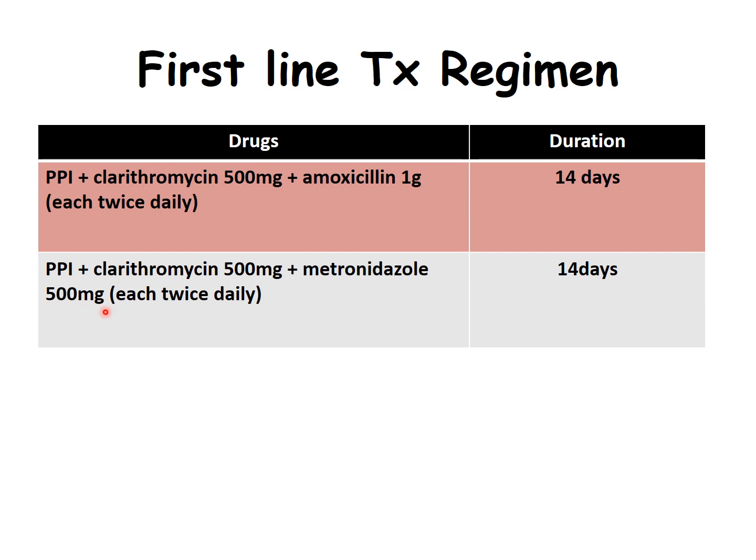The second group of treatment drugs: again a PPI, proton pump inhibitor will be there. Clarithromycin 500 mg. Next drug is metronidazole 500 mg. Each should be given twice daily for 14 days. So this is the latest recommendation for treatment of H. pylori. All other treatment regimens are obsolete now. So you have to study this treatment method.